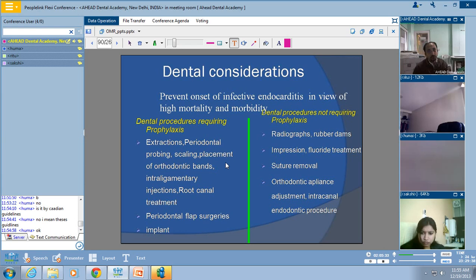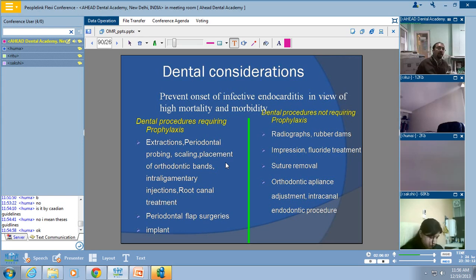For root canal treatment, for a nerve block, no need. But for an intraligamentary injection, definitely we require antibiotic prophylaxis. And recently, they have started asking questions on implants also. Even for an implant, we need to give antibiotic prophylaxis. Okay? The procedures not requiring prophylaxis are obviously these: radiographs, rubber dam, impression, suture removal, orthodontic appliance adjustment, intracanal endodontic procedures. In all these procedures, we do not give antibiotic prophylaxis.